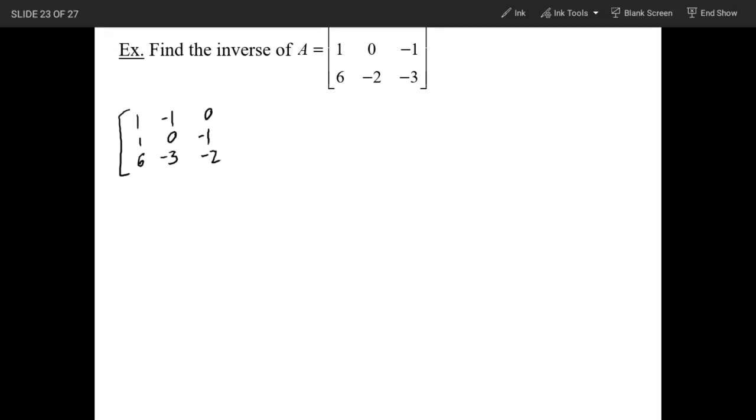Let's find the inverse of this matrix. Again, we're going to create an augmented matrix. So we have 1, negative 1, 0, 1, 0, negative 1, 6, negative 3, negative 2. Oh boy, I wrote that wrong. Let's try that again. 6, negative 2, negative 3. And we're going to augment that with the identity matrix. Remember, 1's in the main diagonal, 0's everywhere else. And now we're going to do all the work to put this into reduced echelon form.